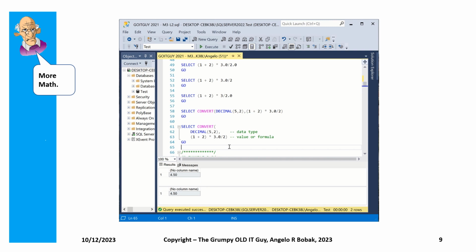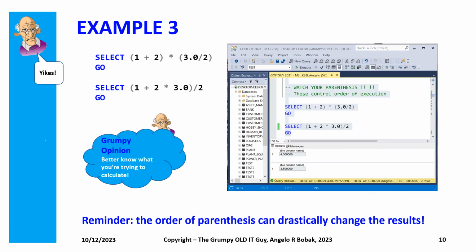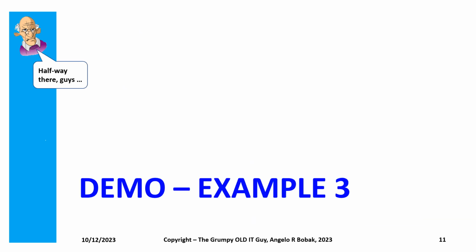Okay, so we're going to take little baby steps, and then we'll be able to do complex queries. More math. Practice makes perfect. Query 1. Select 1 plus 2 multiplied by 3.0 divided by 2. Query 2. Select 1 plus 2 multiplied by 3.0 divided by 2. These two queries will generate two completely different results. Turning it over to you, Professor Grumpy.